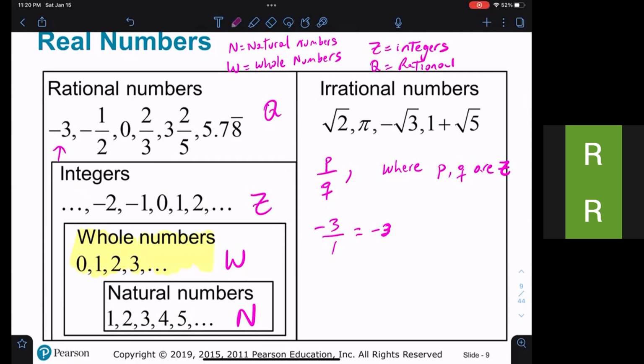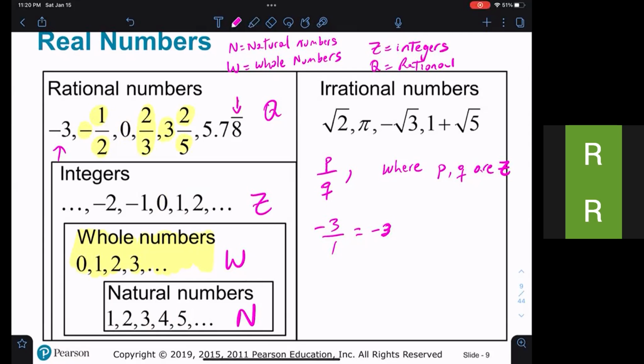So 1 is an integer. This is also an integer. And negative is an integer, right? The 0 is also an integer, right? So we know that from before. 2/3 is rational because it's a quotient of two integers, right? 2 and 3 are two integers. 2/5 is also a quotient of integers. And you might say, what about the last one, the 5.78, and what does this thing represent?